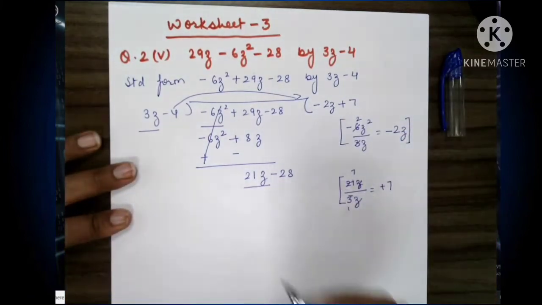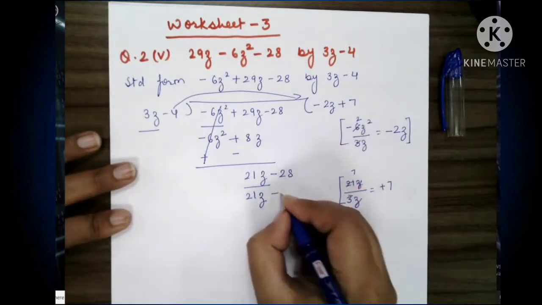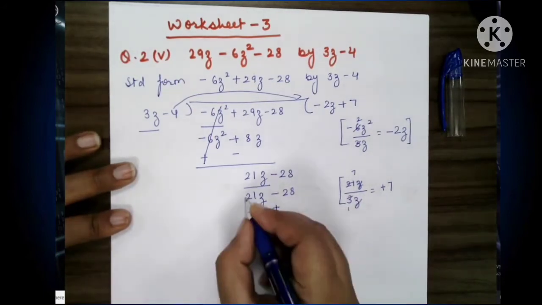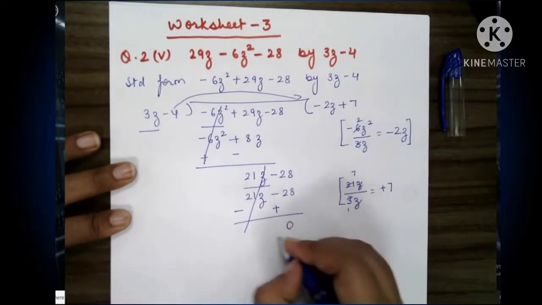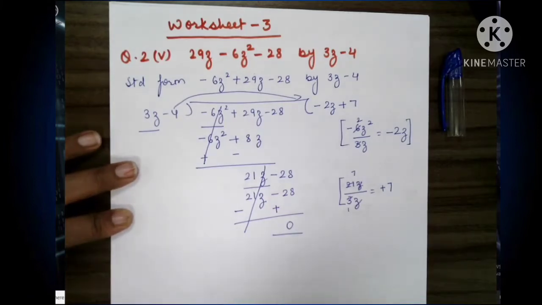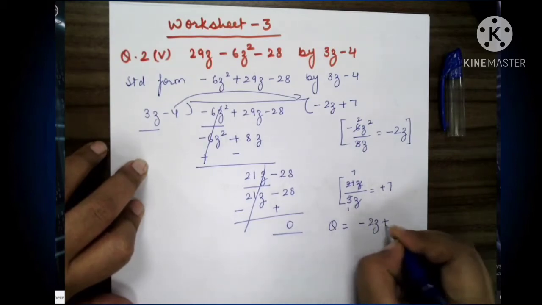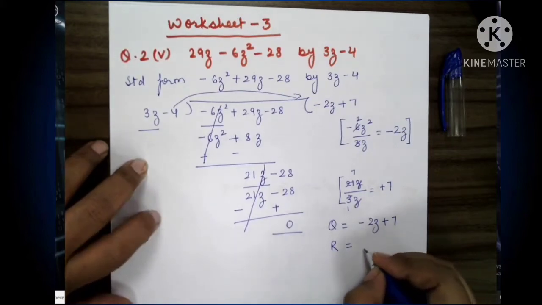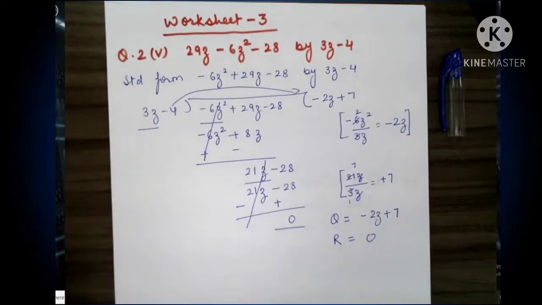Now the first term, that underlined term, as it is. Minus 4 multiplied by this one, it is minus 28. Plus and minus: the first term cancels. Plus 28 and minus 28 is equal to 0. That means the remainder is equal to 0. So finally, the quotient is equal to minus 2z plus 7 and the remainder is equal to 0.